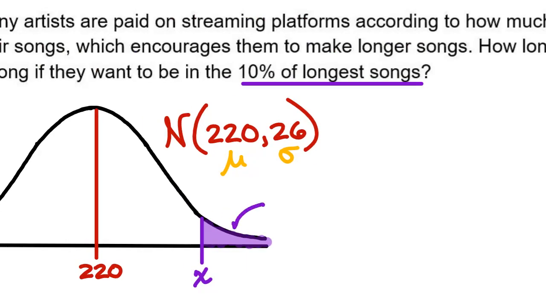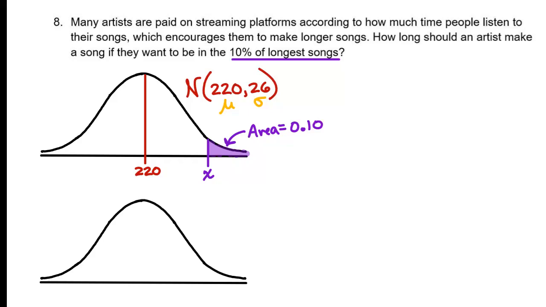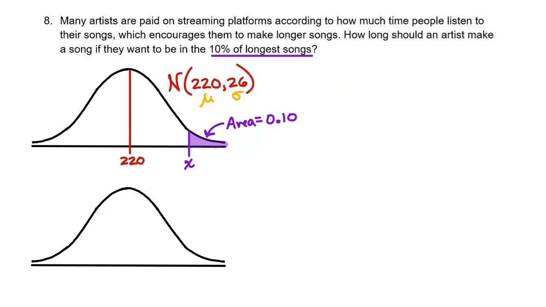I'm going to draw a little arrow and explain what this is all about. Area is equal to, what's 10% as a decimal? 0.1 or 0.10. I'm going to write it as 0.10. 0.1 is fine. I get my 1% and 10% confused when I write them down, so that's why I'm writing it like this, so that I don't mess it up. All right. We want to try to find this value right here.